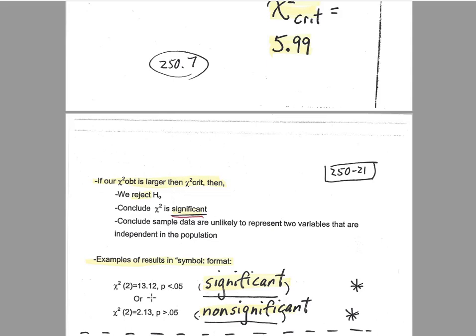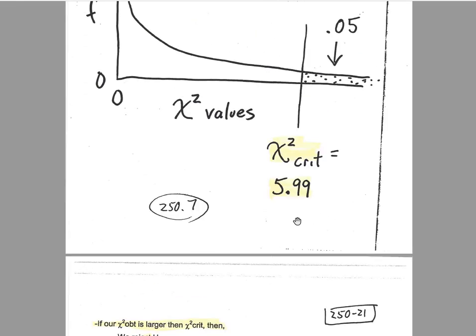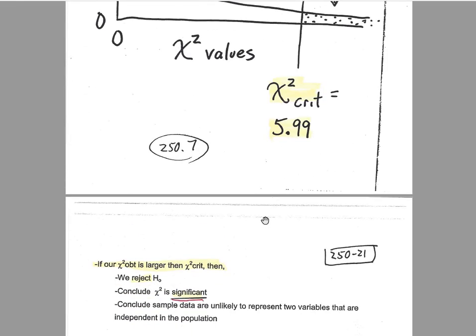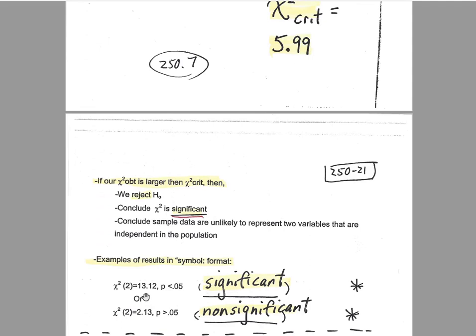Well, if it was 0, we'd know we have non-significant chi-square. But this is bigger than 0. In fact, this is so much bigger than 0, it's bigger than our critical value. It's bigger than the 5.99 critical value. Our obtained value of chi-square is 13.12, bigger than the critical value of 5.99. We tell the world we've got significant results, and the way we represent that symbolically is by saying p is less than 0.05. We say 0.05 because we had set alpha at 0.05 before we did the analysis.